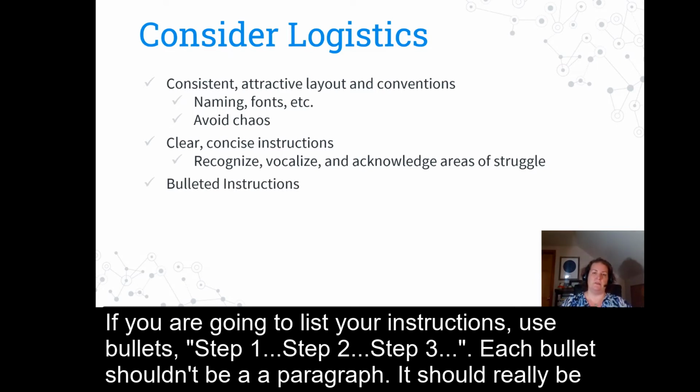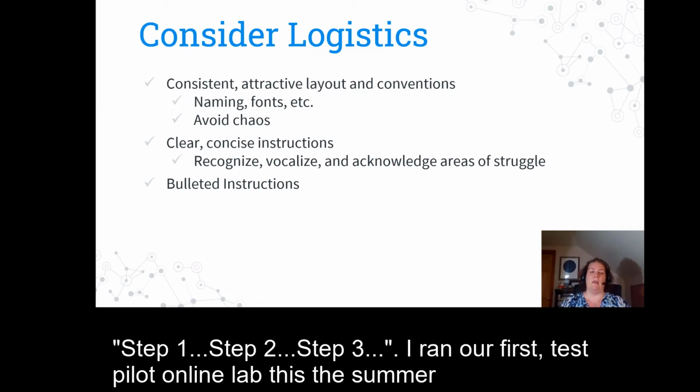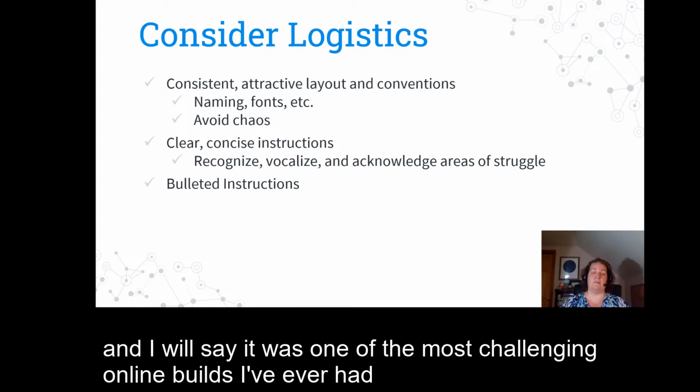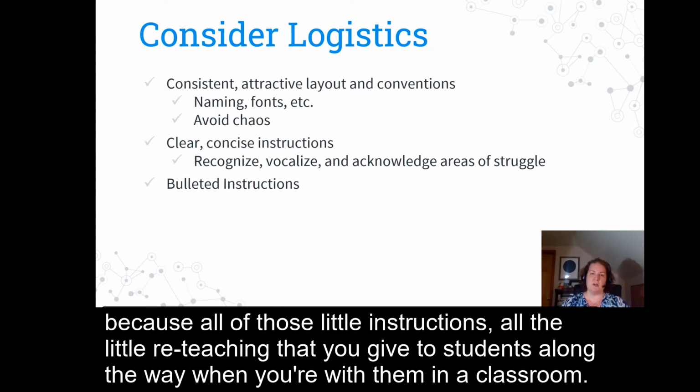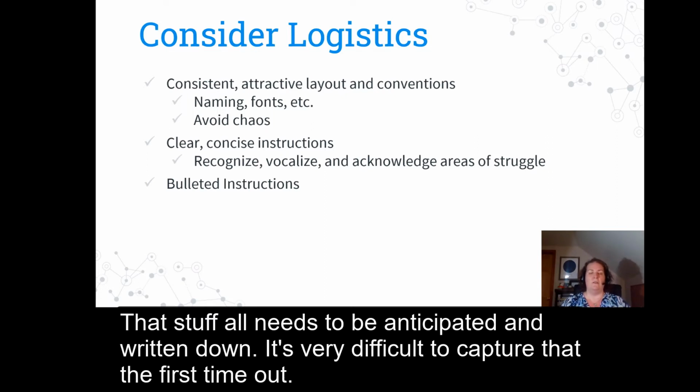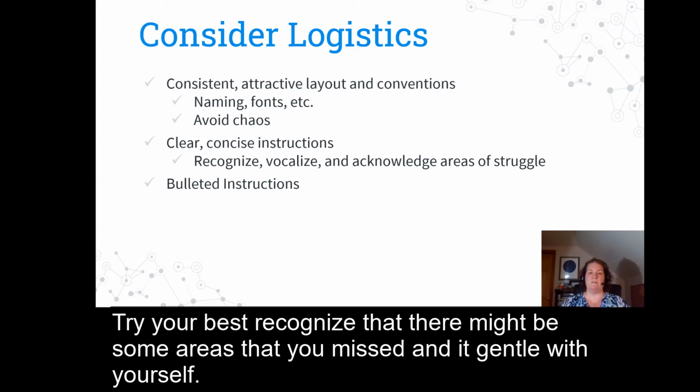If you are going to list your instructions, use bullets. So step 1, step 2, step 3, and each bullet shouldn't be a paragraph. It should really be step 1, step 2, step 3. And I ran our first kind of test pilot online lab this summer, and I will say it was one of the most challenging online builds I've ever had, because all of those little instructions, all the little reteaching that you give to students along the way when you're with them in a classroom, that stuff all needs to be anticipated and written down, and it's very difficult to capture that the first time out. So try your best, recognize that there might be some areas that you missed, and be gentle with yourself.